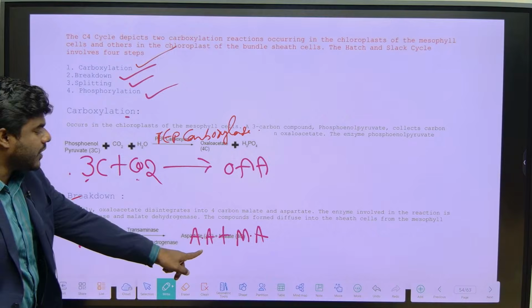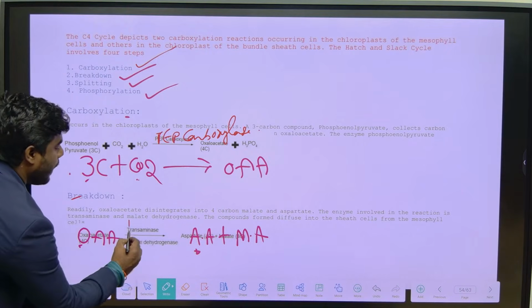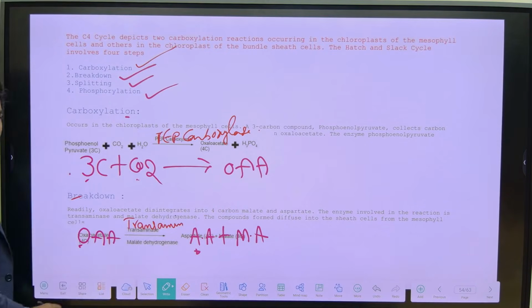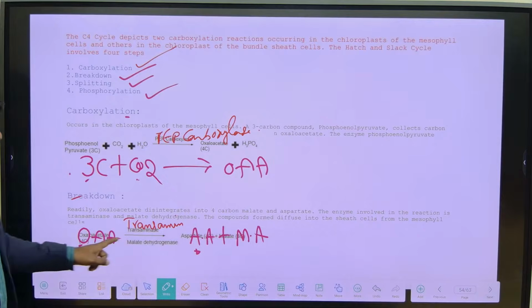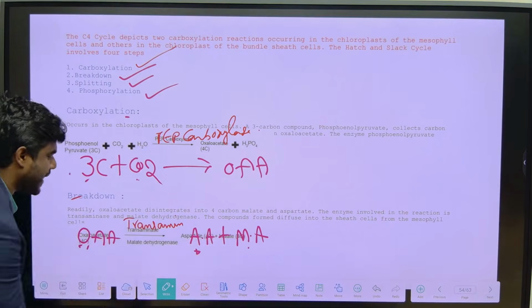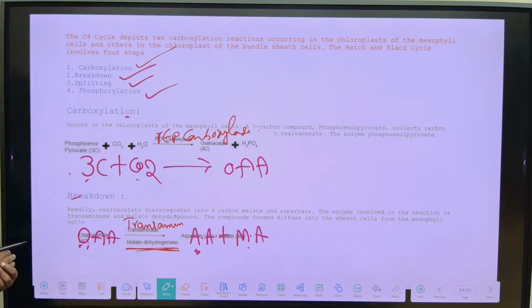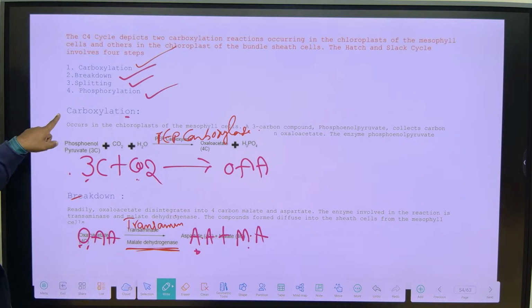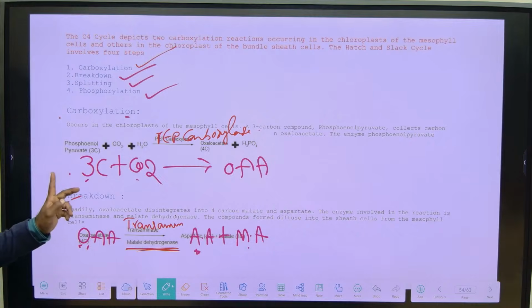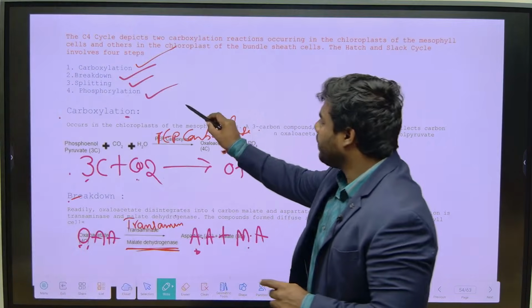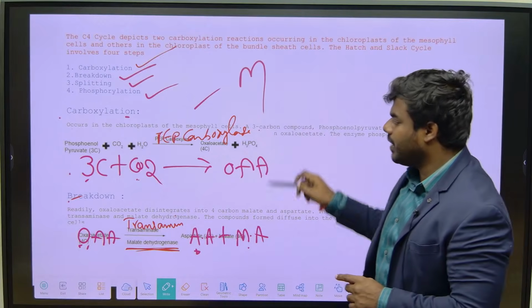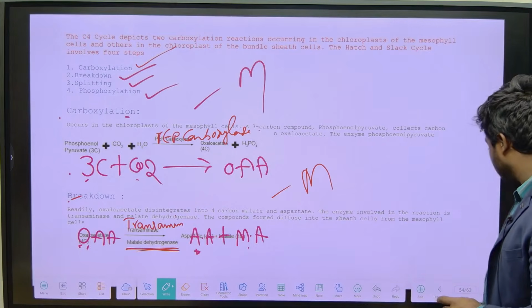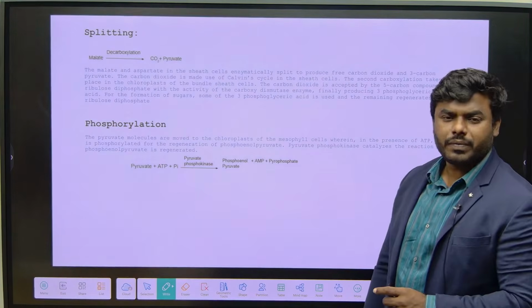Oxaloacetic acid is converted into aspartic acid by an enzyme called transaminase. You have to remember. Similarly, oxaloacetic acid is converted into malic acid by malate dehydrogenase enzyme. Okay. Now my simple question, tell me, what is the location for carboxylation and breakdown? In which cells did it happen? Carboxylation happened in mesophyll. Breakdown happened in mesophyll only. Correct? Then malic acid entered into the bundle sheath cell.